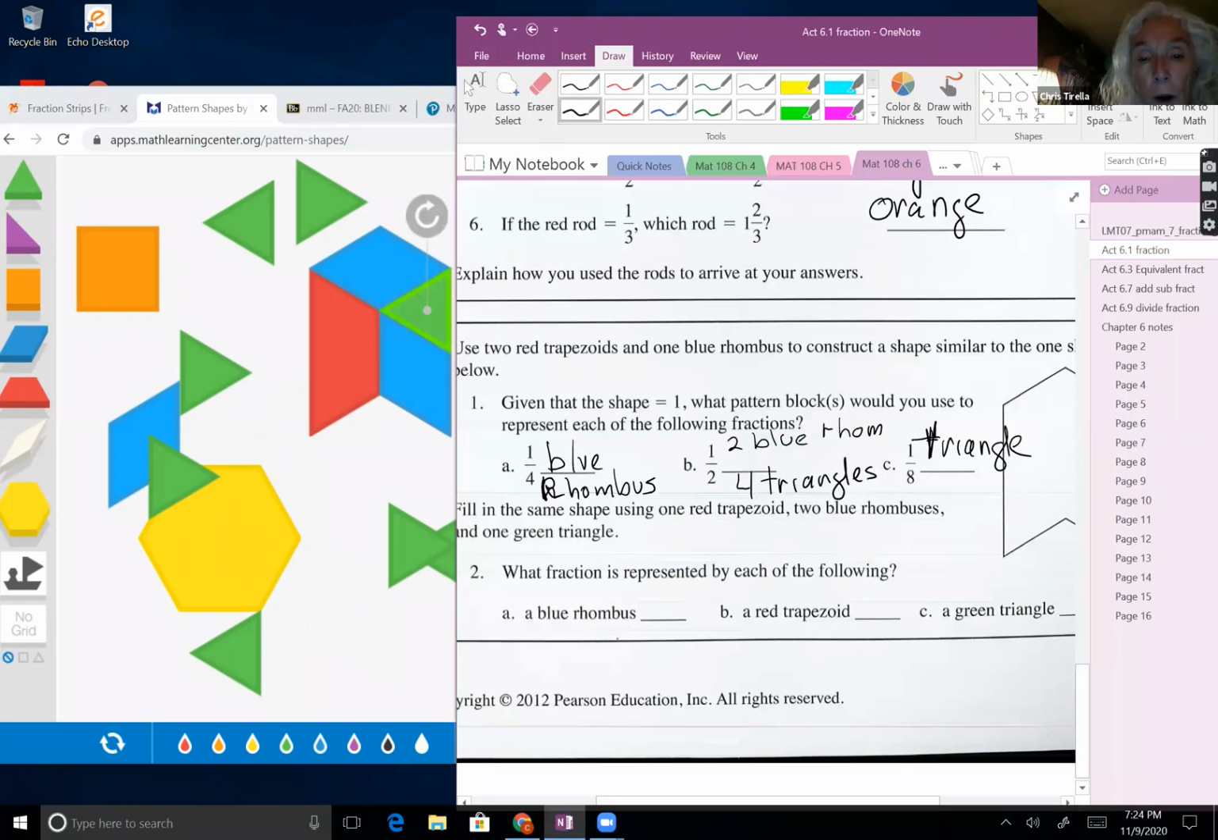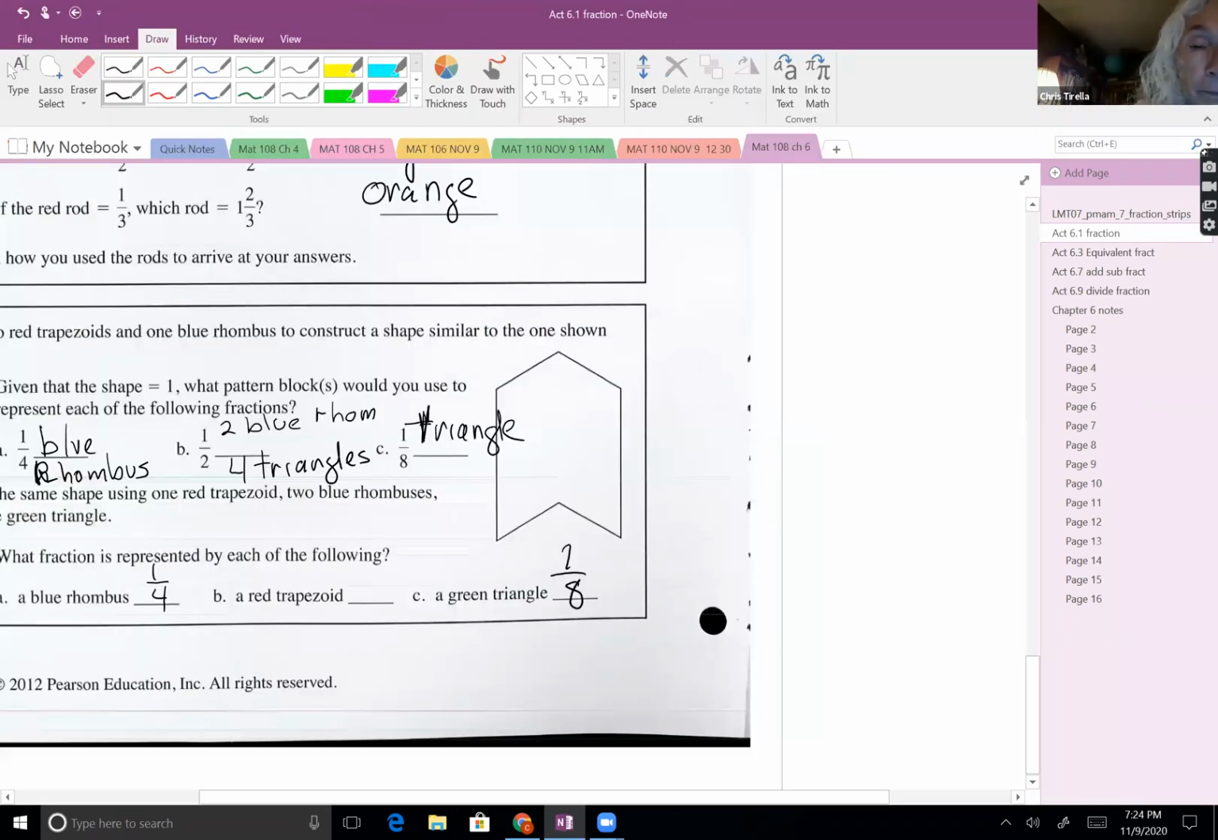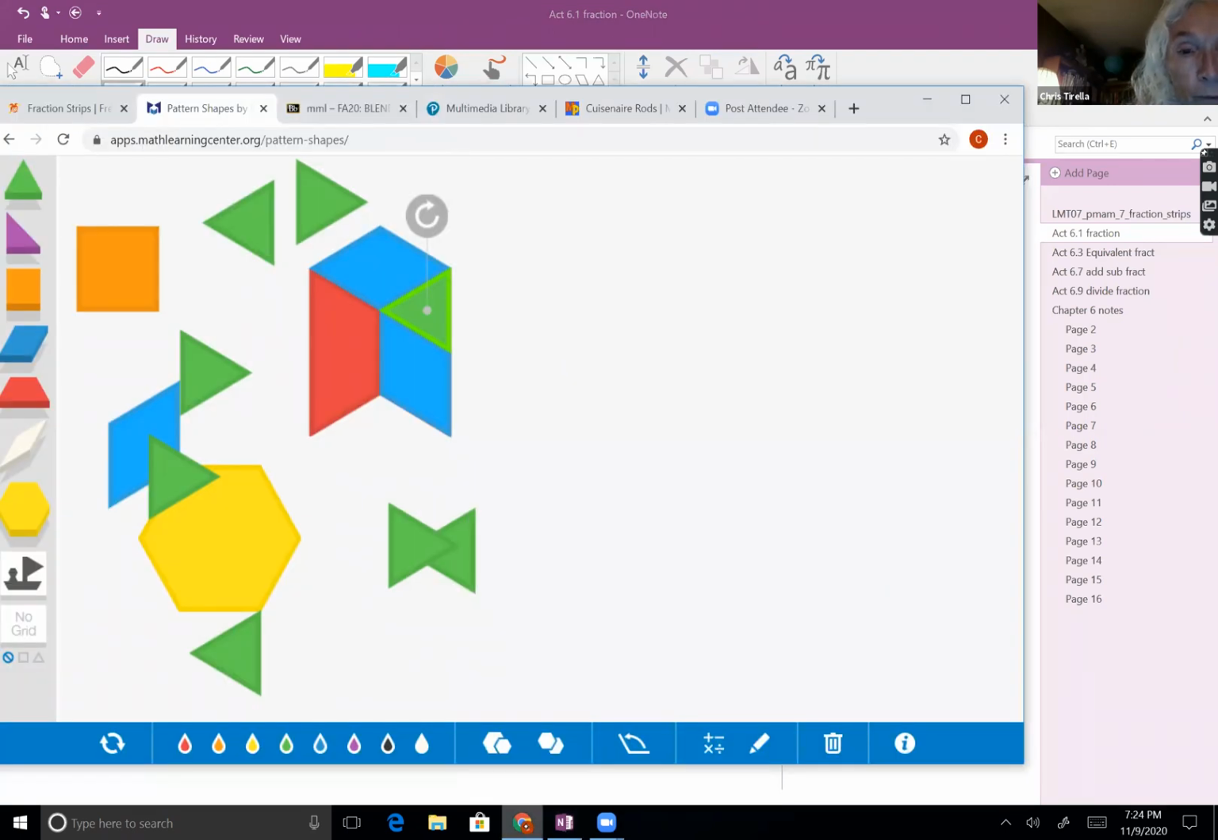And so a blue rhombus, I think we already said, was going to be 1/4. A green triangle, I think we already said, was going to be 1/8. But what would you say the fraction is for that red trapezoid? What fraction of the whole would that be? Any ideas?